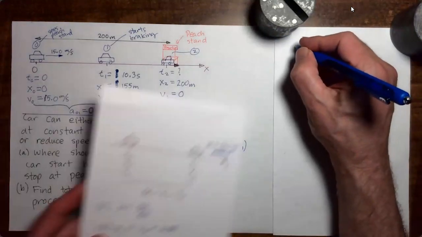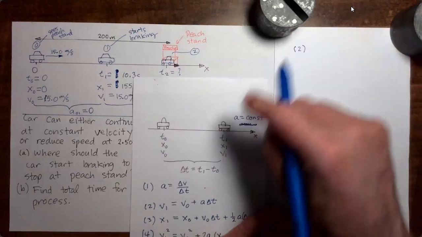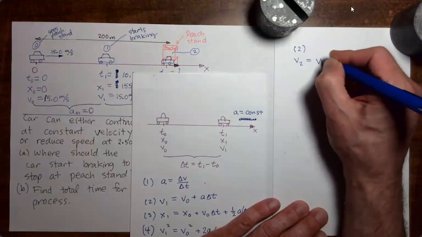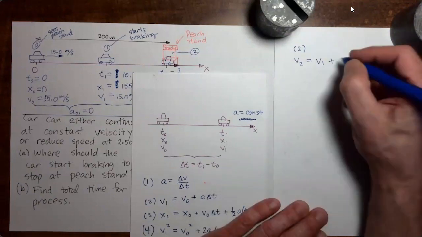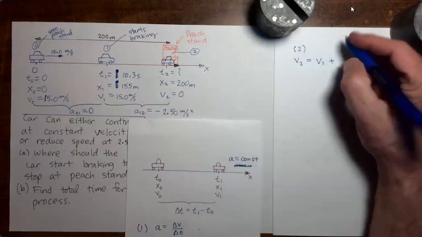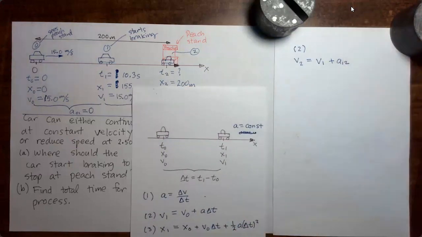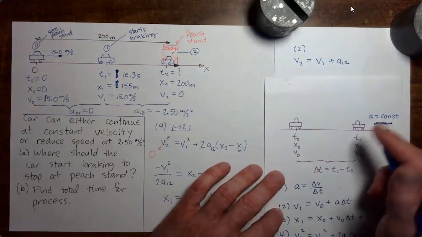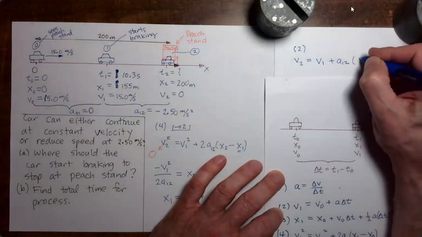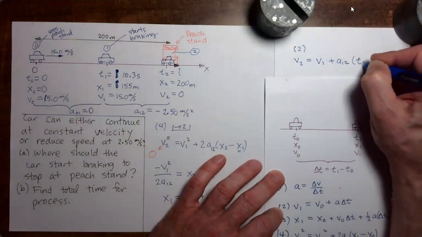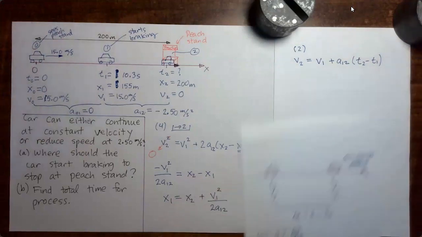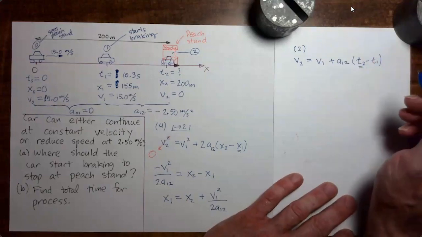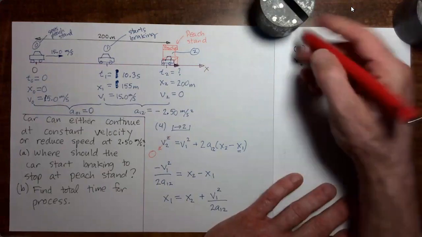So using equation 2 again, connecting moment 1 to moment 2, it becomes v2 equals v1 plus, then the acceleration becomes a12. And then delta t would be, instead of t1 minus t0, it would be t2 minus t1. Okay, so you'll notice that our only unknown is t2, so we can go ahead and solve for that. v2 is 0.